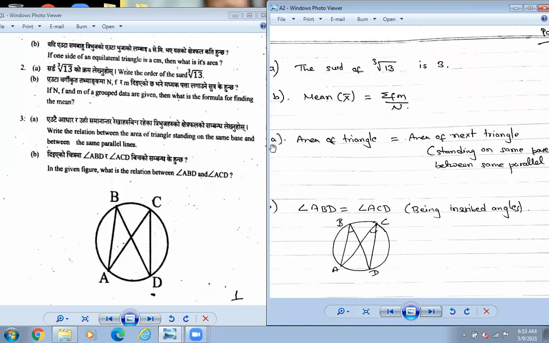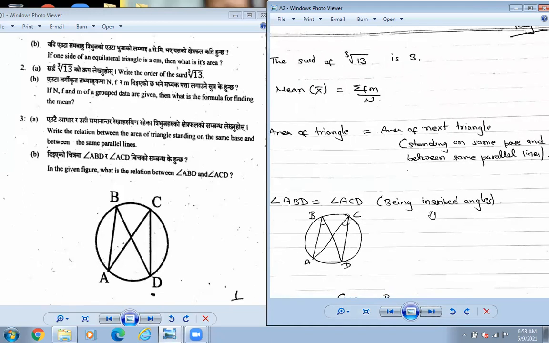So the area of the triangle is equal to the area of the next triangle because they are standing on the same base and between the same parallel lines. Is it okay or not? Yes, sir. Okay, now let us go to the next, number 3b.